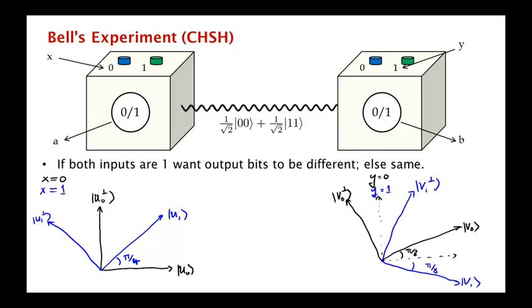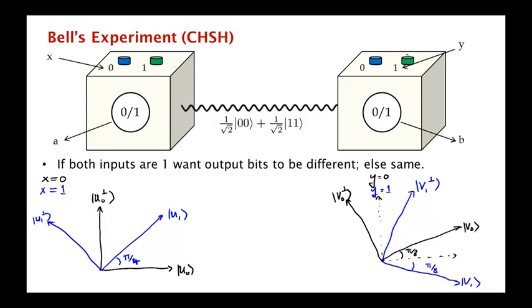Now, what do we want from all this? In the three cases, we want the angle between the first basis and the second basis to be small so that cosine squared theta is close to 1. And in the last case, where x equals 1 and y equals 1, we want the angle to be close to pi by 2 so that cosine squared theta is close to 0. So we get different results in this fourth case.